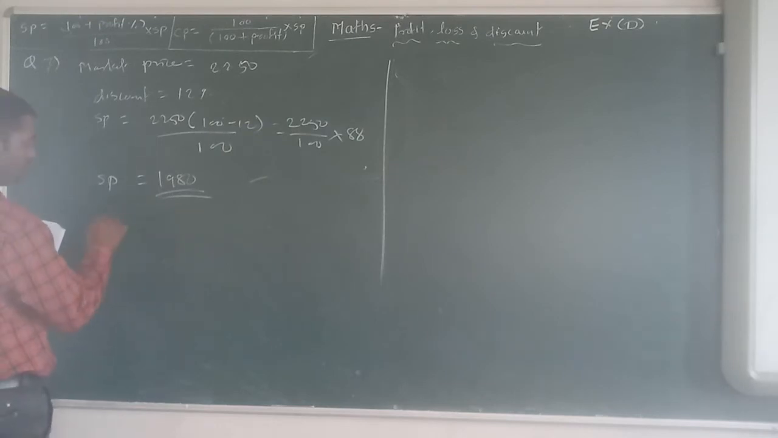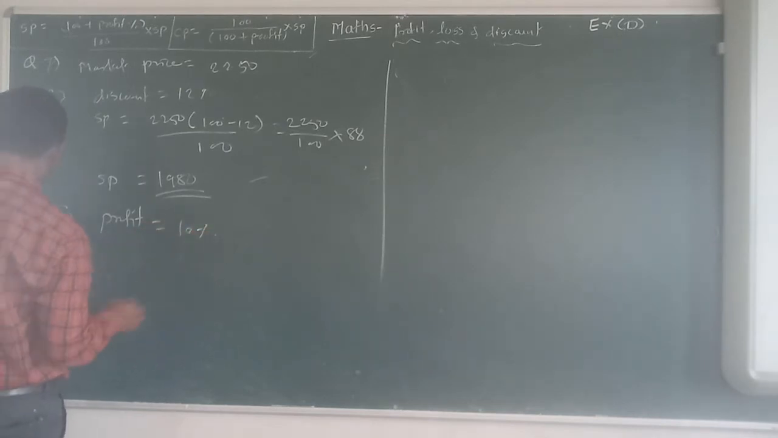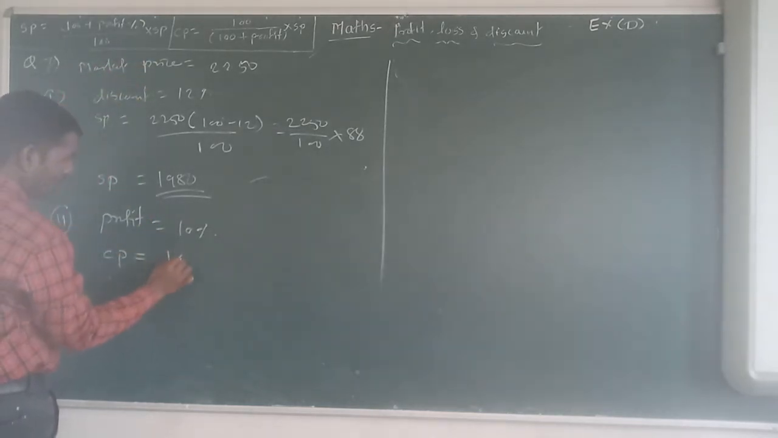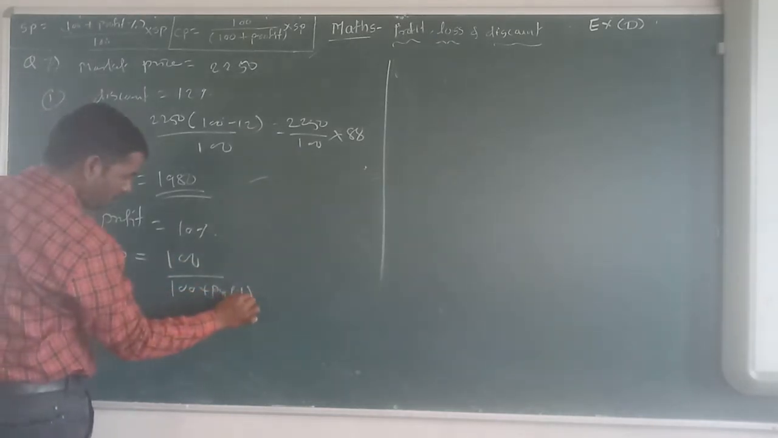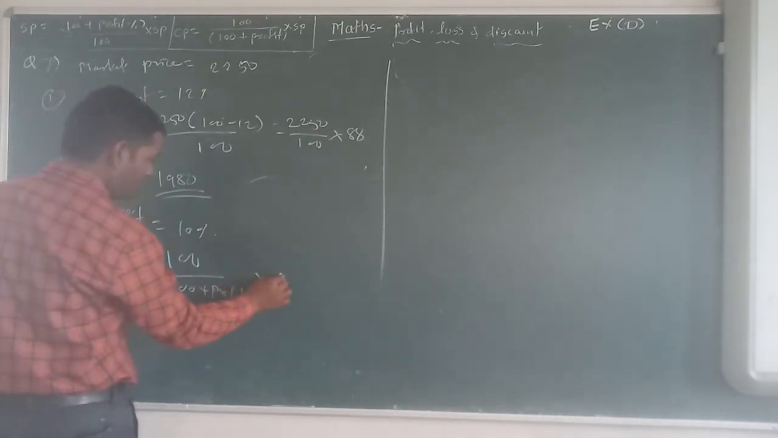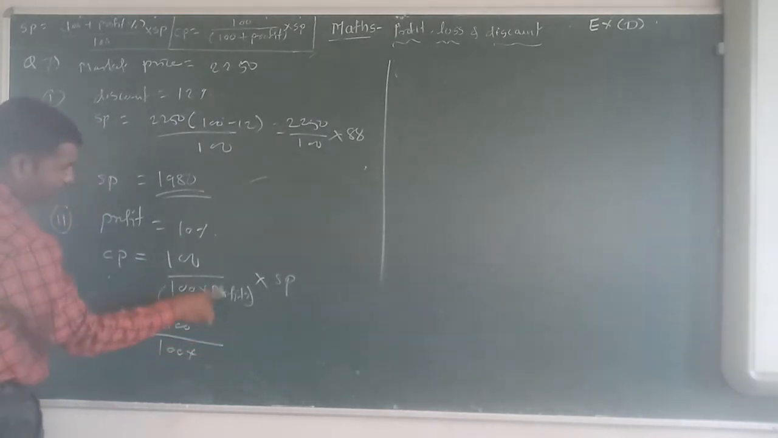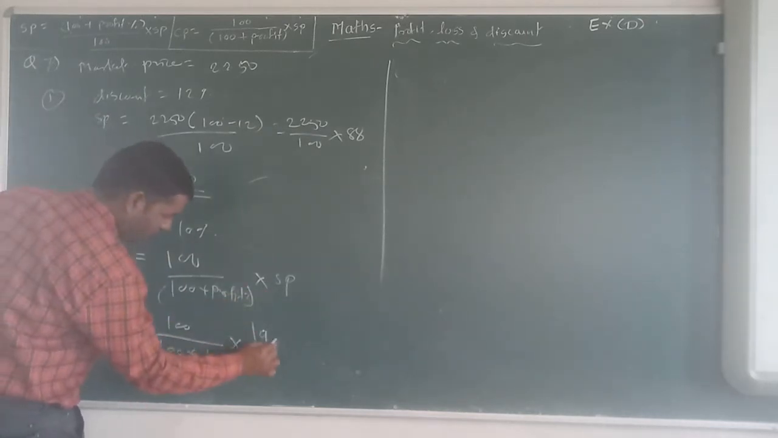Okay. Now SP is 1980 and profit is given. Now this is the first case. You have found it in the first case. Now the second case, SP is 1980. Profit is 10%. So you have to find the CP. We know the formula to find the CP. CP is equal to 100/(100 + profit percent) multiplied by SP. Profit percent is 10%. SP is 1980.